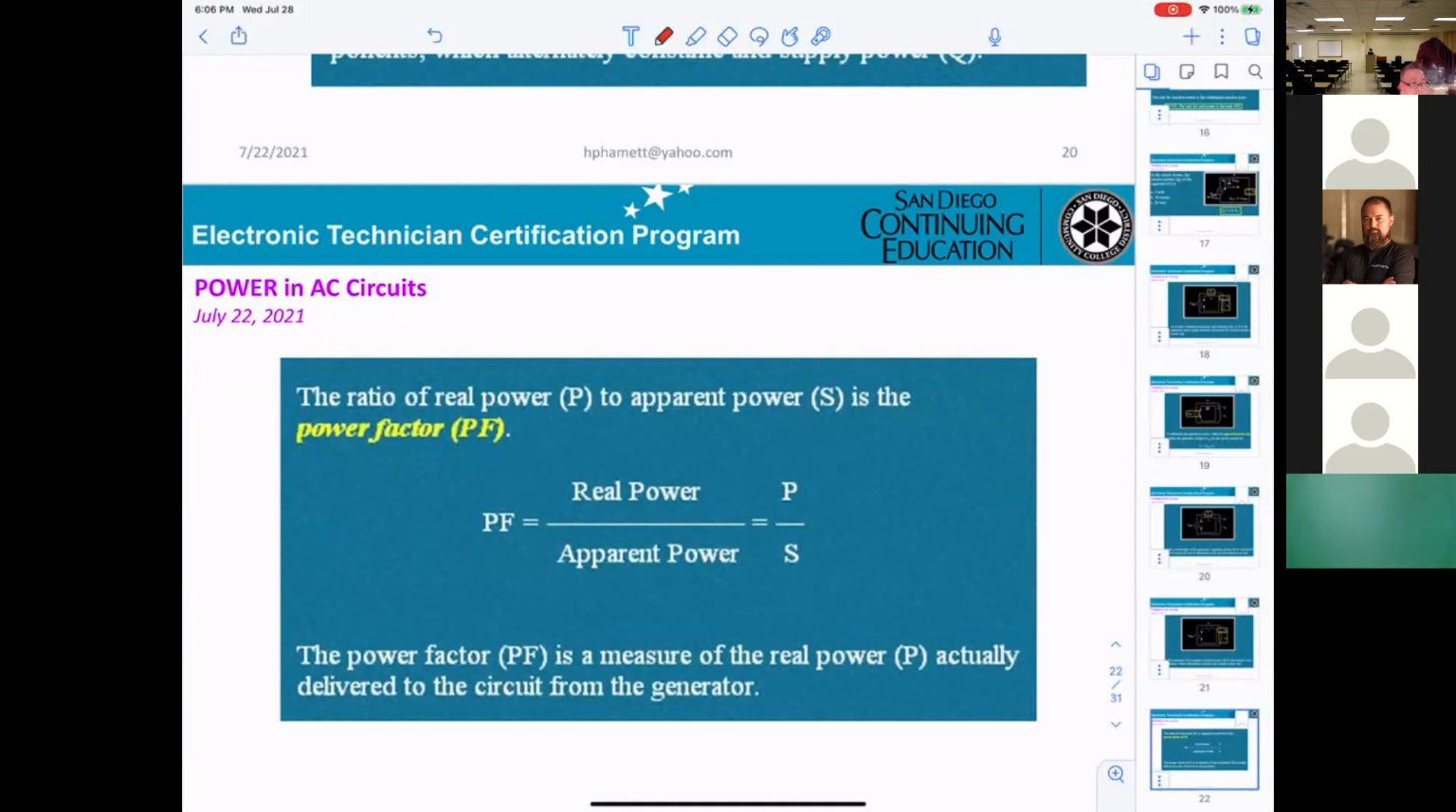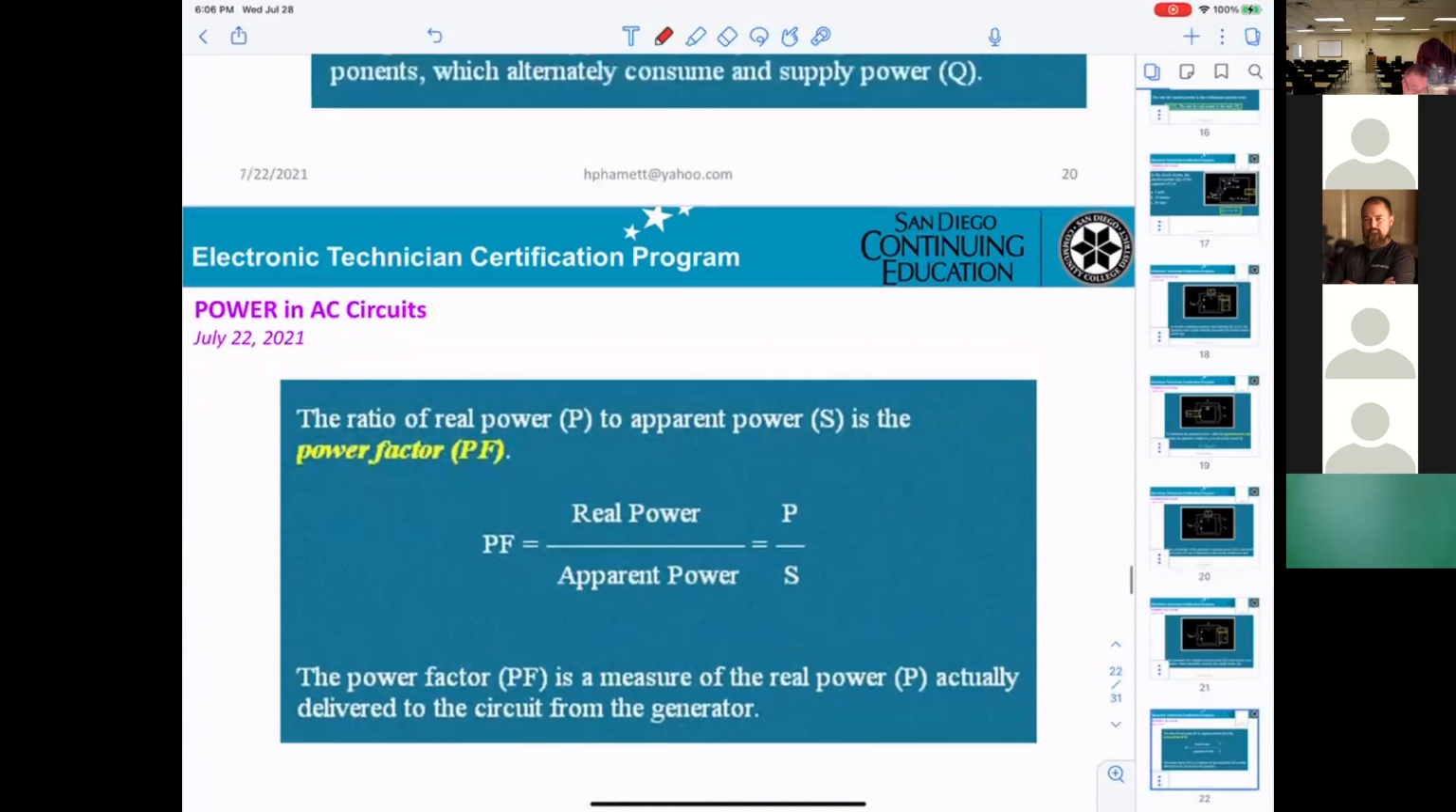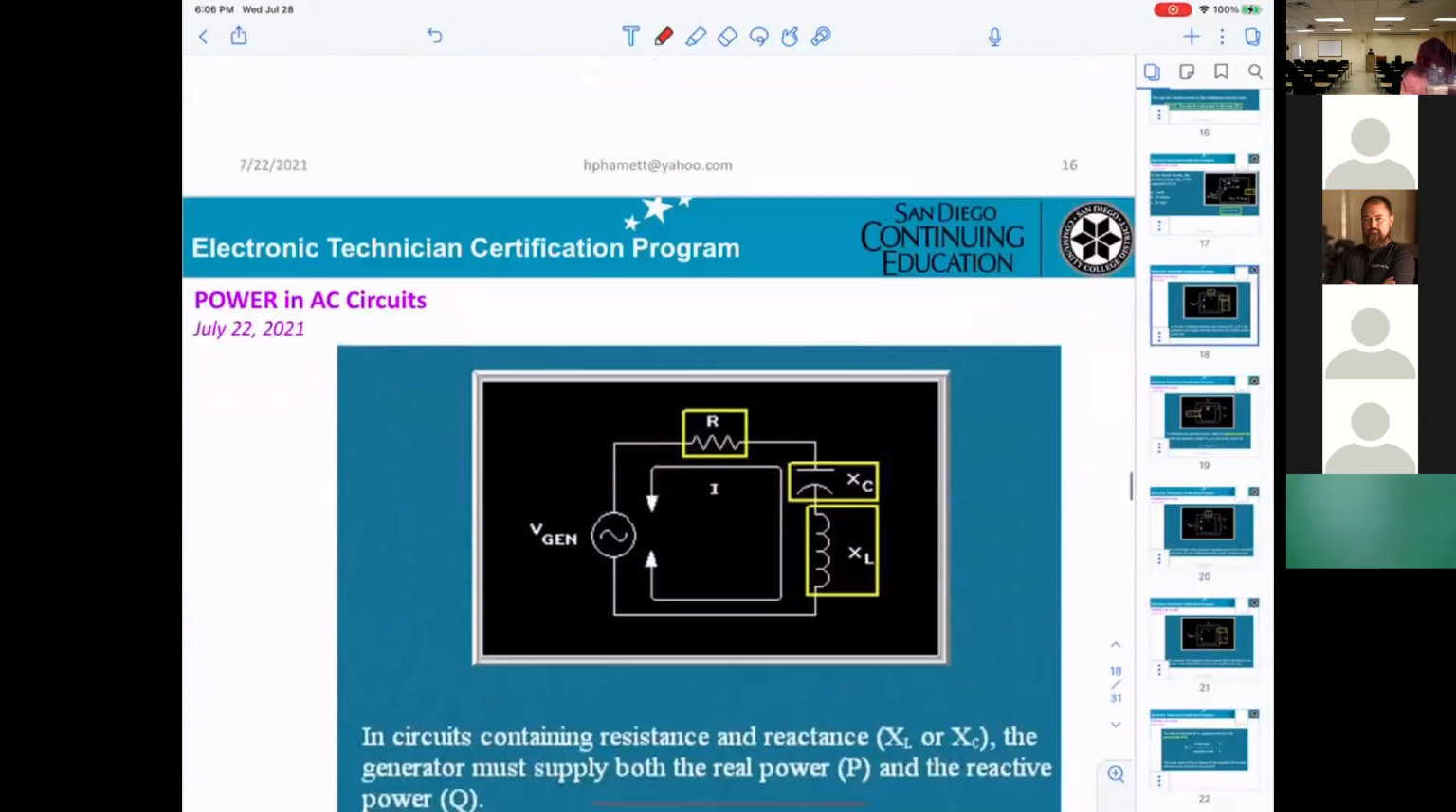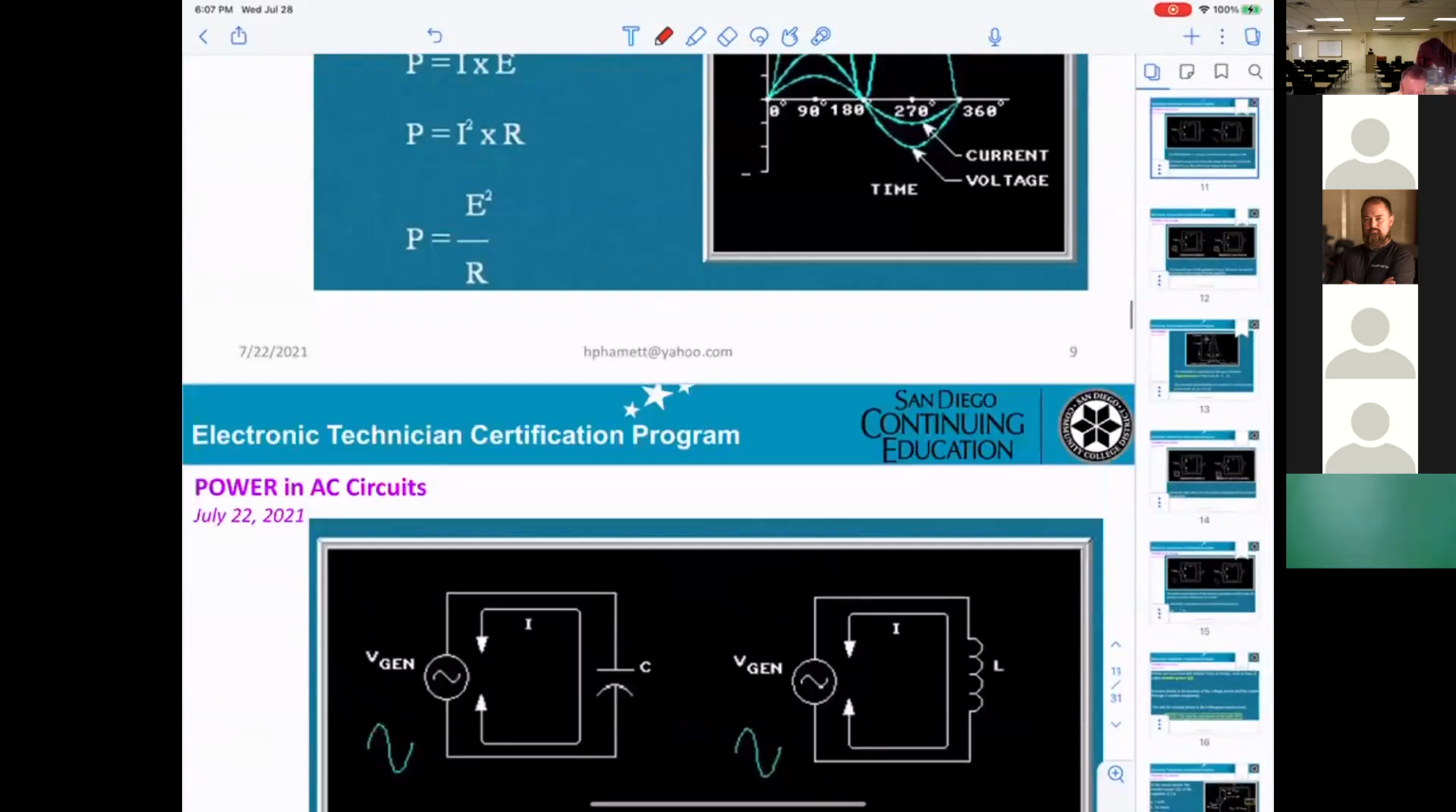So when you get the RCL circuitry, you can get real power, and you can get reactive power. And this PF here, they're just telling you how to measure the real power: of the actual delivery to the circuitry, how many percent real power will be delivered to the circuitry. That's it.